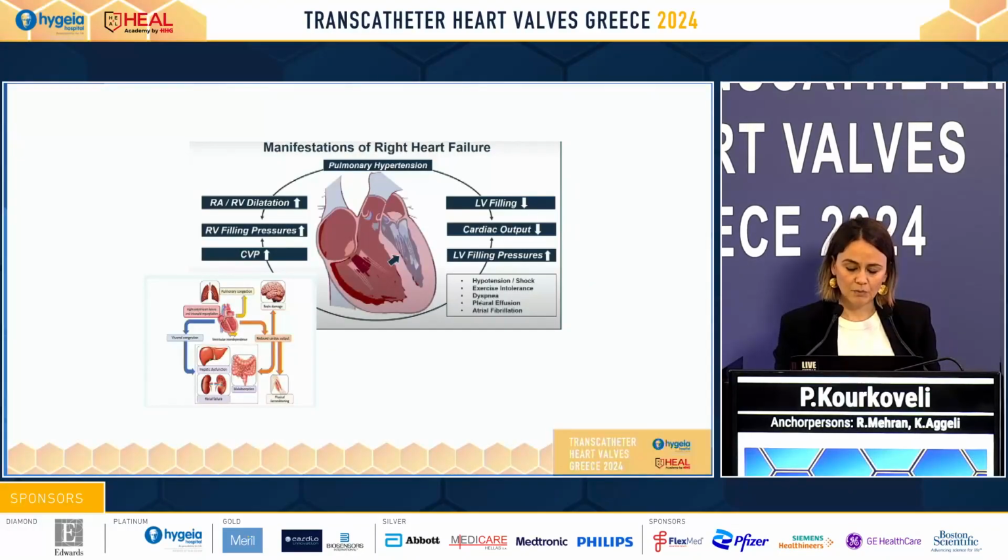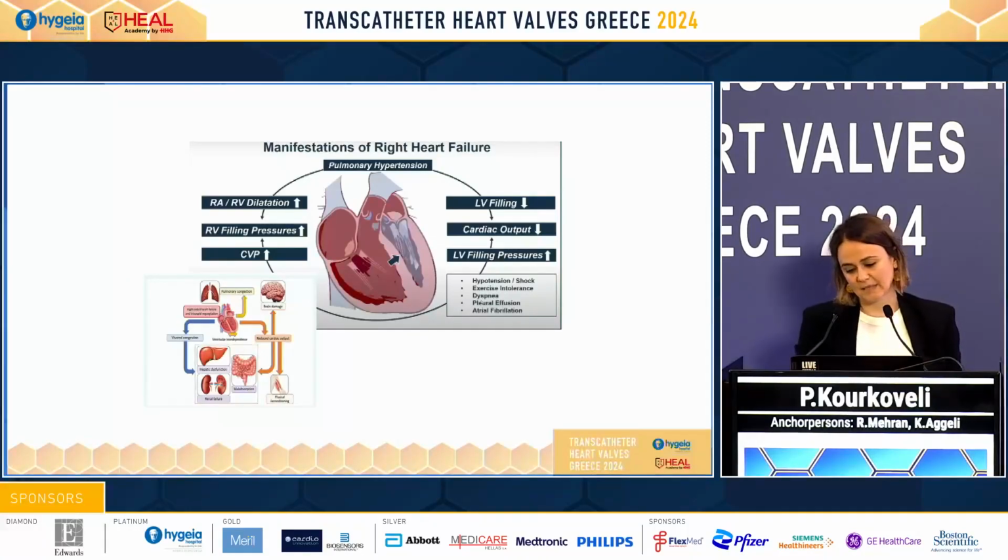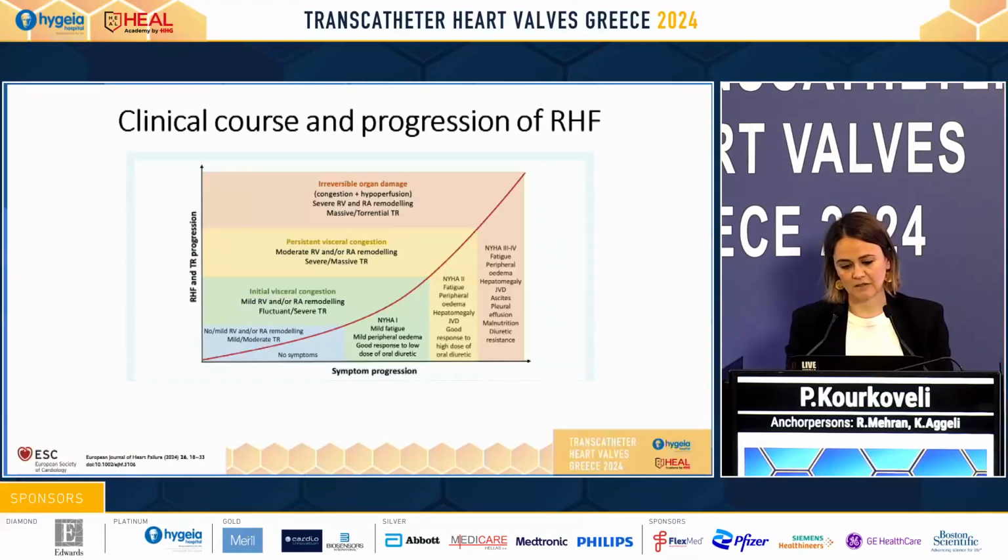So when the cardiac output of the right ventricle drops, we have a drop in the LV filling, a drop in the left ventricle cardiac output, and due to ventricular interdependence, we have an increase in LV filling pressures. All this results in hypertension, exercise intolerance, shortness of breath, and pleural effusion. All these could be symptoms of patients with right heart failure.